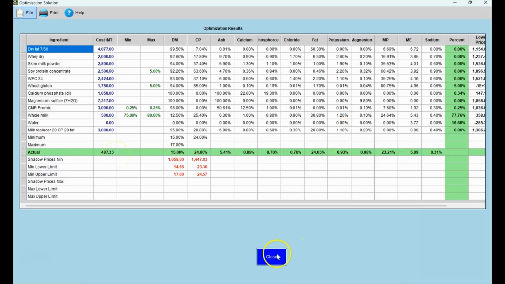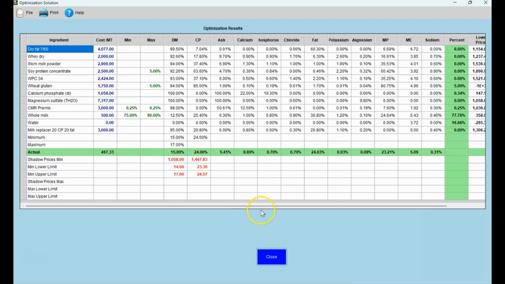We'll begin by examining the shadow price for the minimum crude protein constraint. Protein is binding at 24%, meaning the ration is formulated exactly at the minimum level. The shadow price tells us how much the ration cost will change if we increase that minimum protein requirement. In this case, the shadow price is $1,447.83 per unit. Because protein is expressed as a decimal fraction in the formulation, this corresponds to a cost increase of about $14.48 per 1 percentage point increase in crude protein.